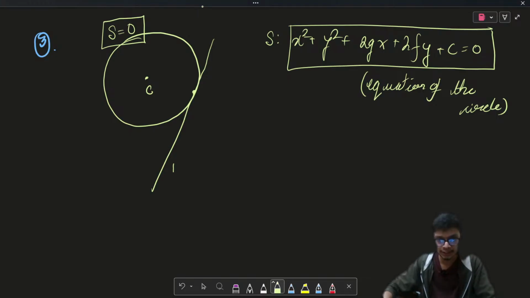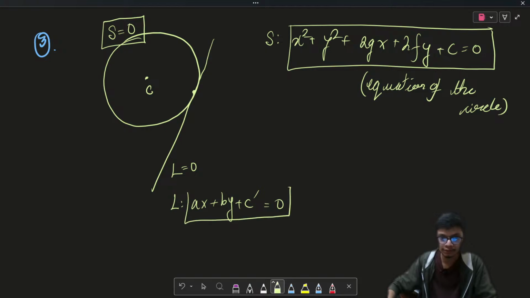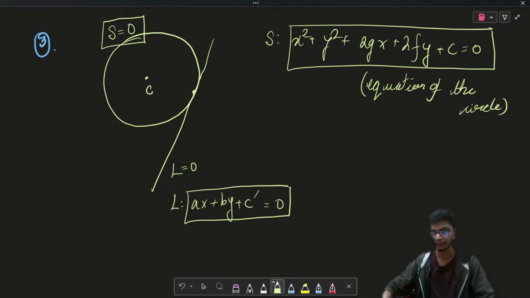Let us say this tangent equation is given as L equals 0, which means L is basically the equation of the straight line, given as ax plus by plus, let us say, c' equals 0. So that I can distinguish the constants of the circle and the line equation. I should distinguish this particular constant c and c'.